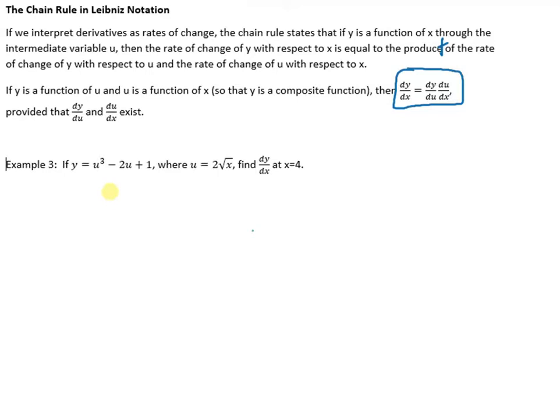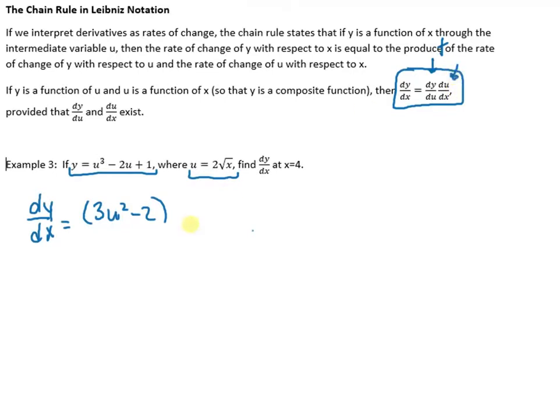So let's use this definition to actually solve example 3. If y equals this, so we have y in terms of u, where u equals this, so we have u in terms of x, find dy by dx. So dy by dx equals, let's find first dy by du, so 3u squared minus 2.